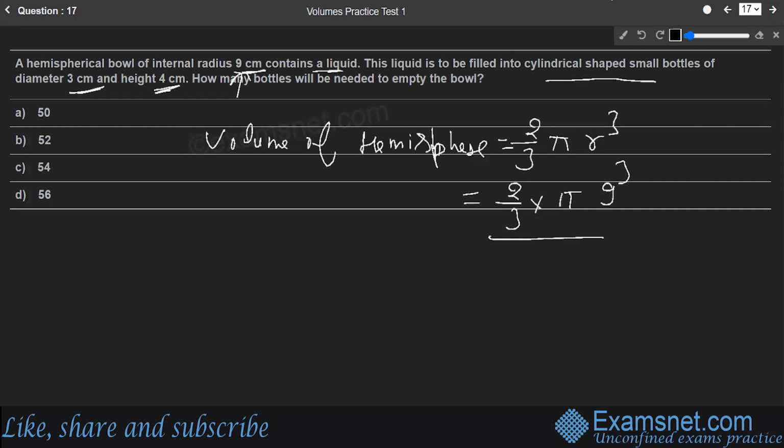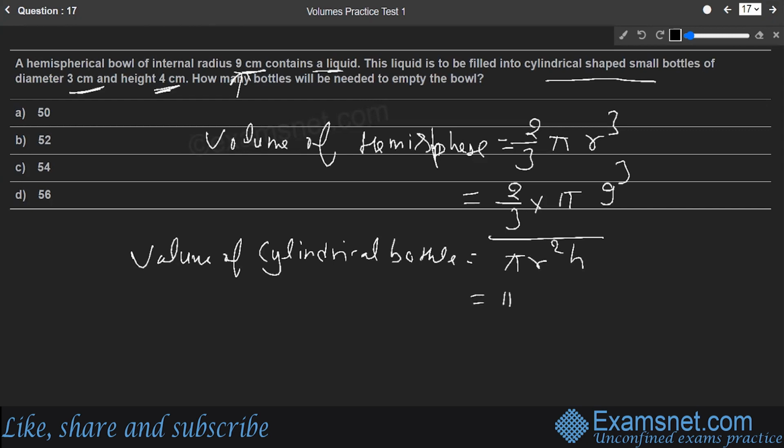Now let us find out the volume of each such cylindrical bottle into which the liquid is to be transferred. The volume of a cylinder is given by pi r square h. So let us put down the values. It's going to be pi into the radius of that bottle. See, the diameter is given as 3 centimeters, so the radius will be half of the diameter, so it will be (3 by 2) square, into the height of that bottle, which is given as 4 centimeters. So this is the volume of the bottle.